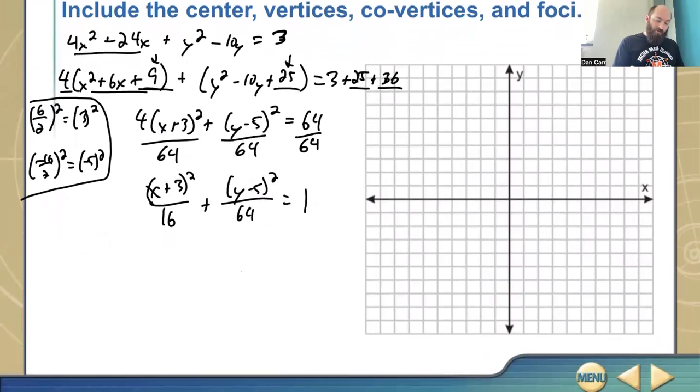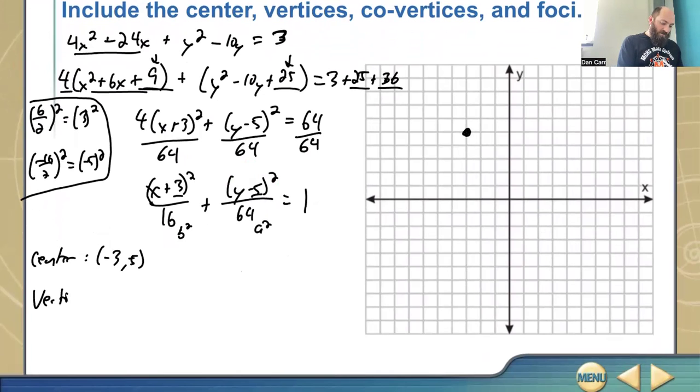I'm going to do the same thing I did before. First thing I notice, the a squared is underneath the y term, the 64, and the b squared is underneath the x. So it's going to stretch vertically. My center is the point (-3, 5) because of these two. So 1, 2, 3, and 1, 2, 3, 4, 5.